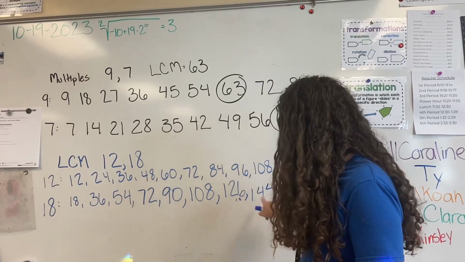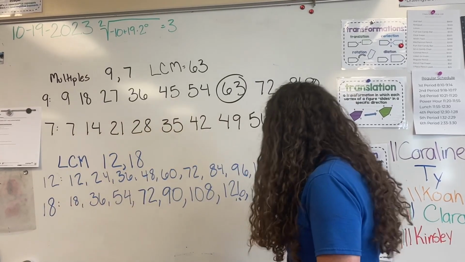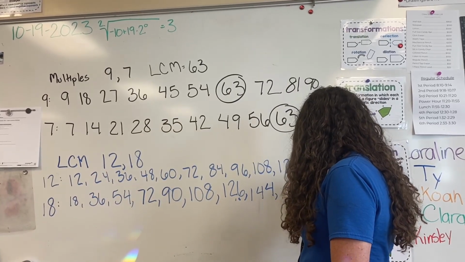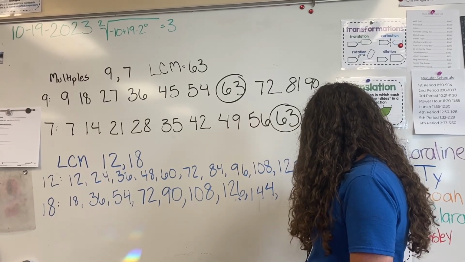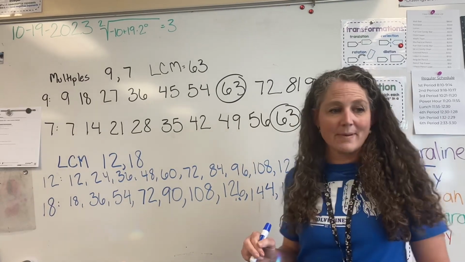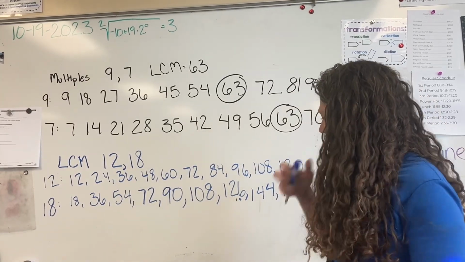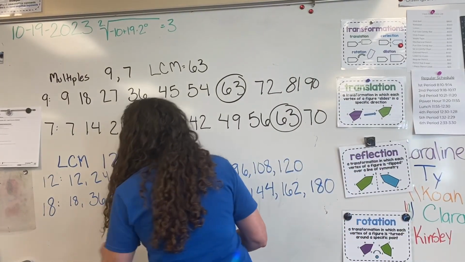How many do we have? 8. Goodness gracious, it doesn't ever end. I know it's going to end with 180. Oh, yeah. 180 minus 18 is 162. I went backwards. Ooh, that was hard. Whew. Okay, so I'm going to circle the ones that they have in common.